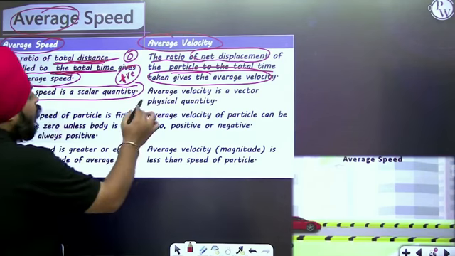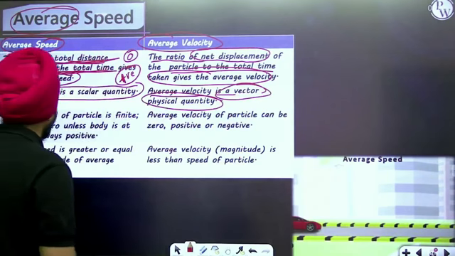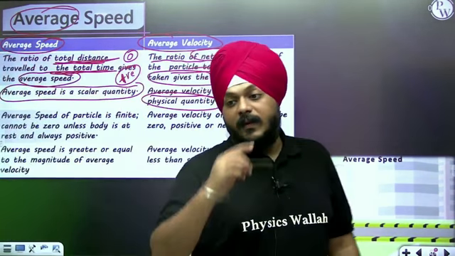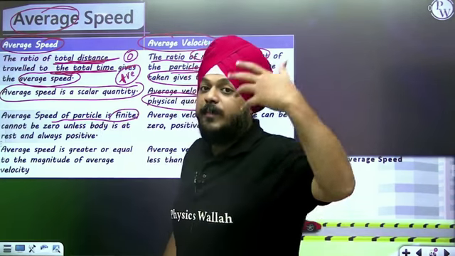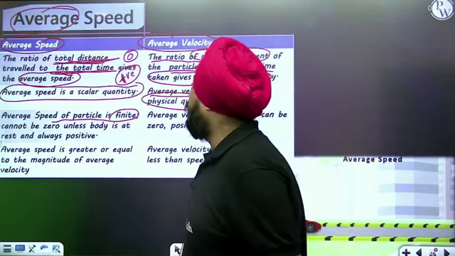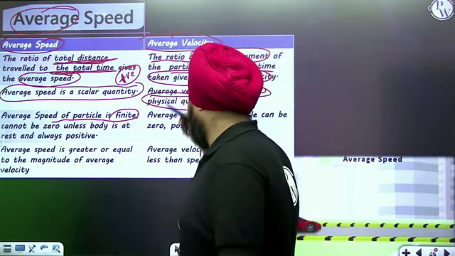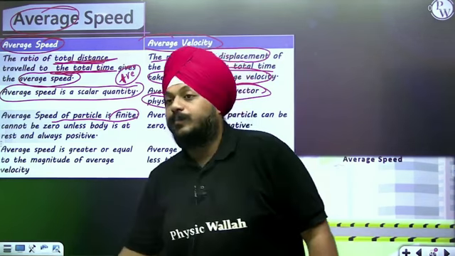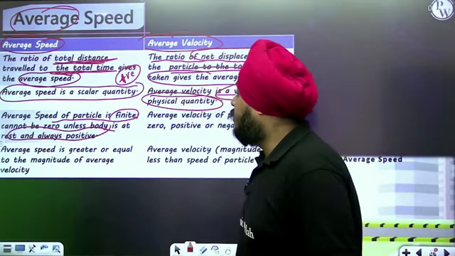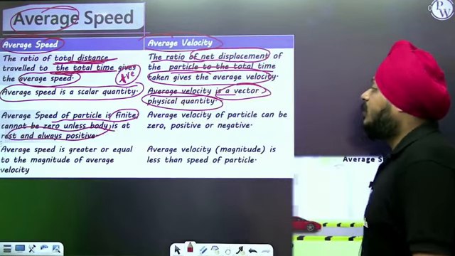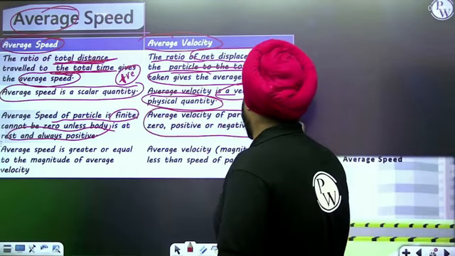Average speed is a scalar quantity, average velocity is a vector quantity. Average speed of the particle is finite, it cannot be zero. Practically it cannot be zero. When the object is stationary, we can't define average speed, and it is only zero when it is at rest. Average velocity of the particle can be zero, positive, or negative.